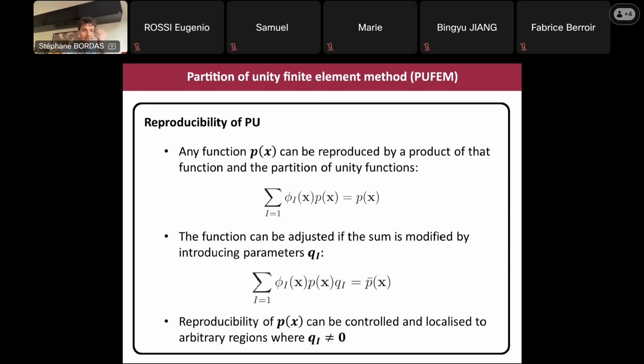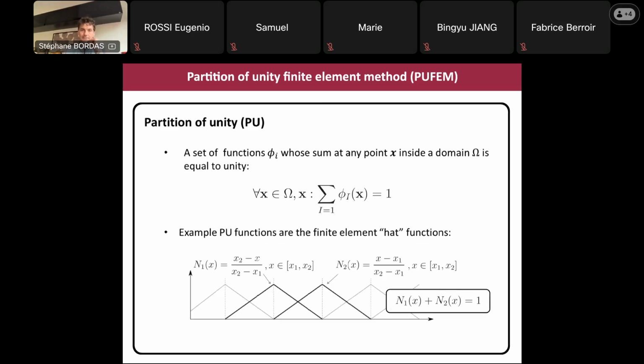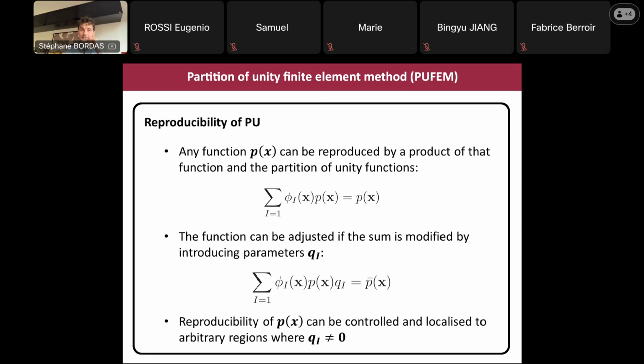It tells us that any function p you can multiply by that so-called partition of unity, sum over i of phi i equals 1. Multiply that by p, and you end up with sum over i of phi i times p equals p. Easy, right?